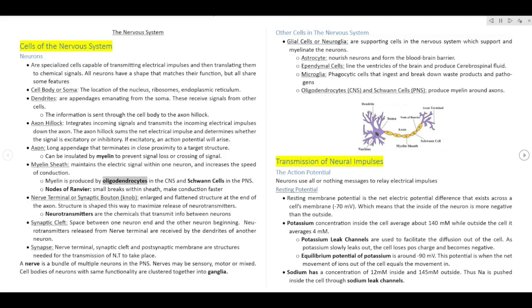Myelin is produced by oligodendrocytes in the CNS and Schwann cells in the PNS. Nodes of Ranvier, small breaks within the sheath, make conduction faster.